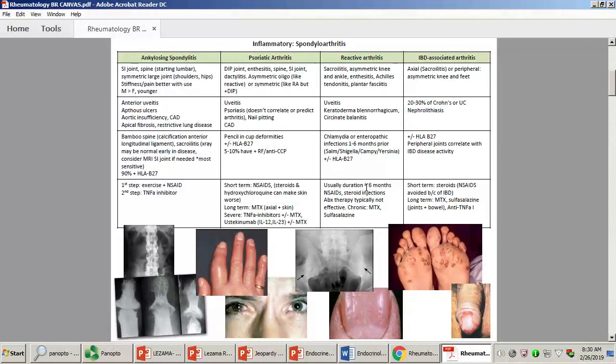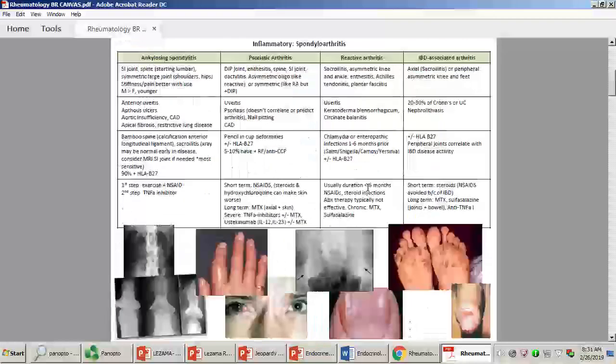The extra-articular manifestations are obviously seen with your Crohn's or UC. It happens in about 20 to 30% of patients with IBD. Nephrolithiasis is actually more from the IBD itself. So again, plus or minus HLA-B27, the peripheral joints we already talked about correlate to the IBD disease activity. Short term, we avoid NSAIDs, so here we can use steroids instead. Long term, methotrexate or sulfasalazine. The sulfasalazine will help treat both the joints and the bowel slightly. The methotrexate is mostly for the joints. And then, of course, the anti-TNFs will treat both as well. Okay? All right, any questions?